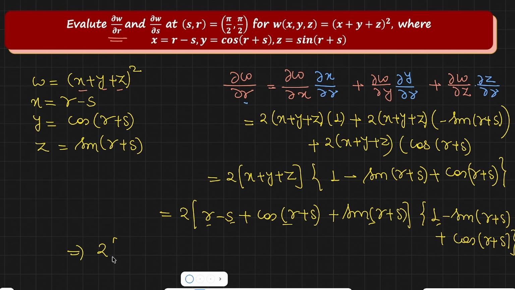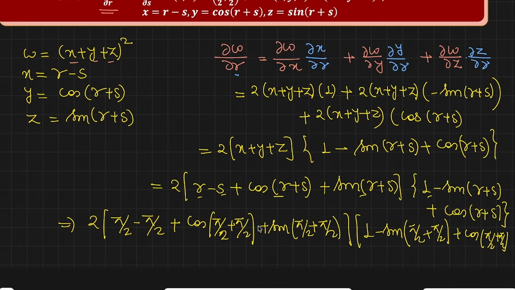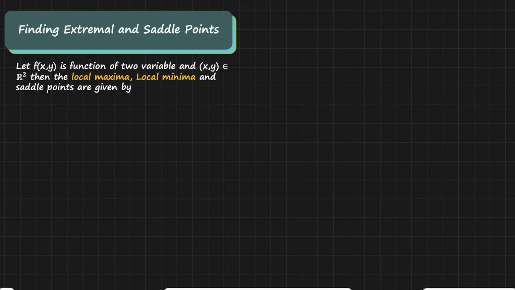So it is 2, r is pi by 2, s is pi by 2, plus cos of pi by 2 plus pi by 2, plus sine of pi by 2 plus pi by 2. Then 1 minus sine of pi by 2 plus pi by 2, plus cos of pi by 2 plus pi by 2. So what will be the answer?